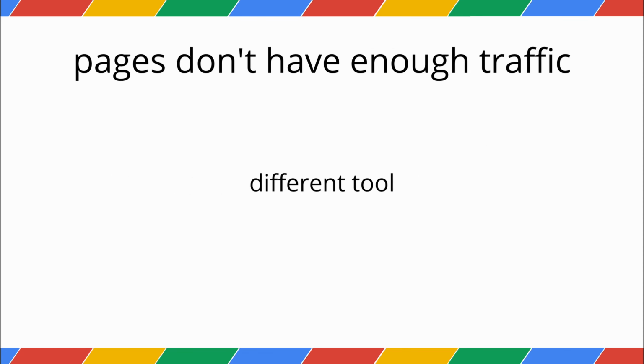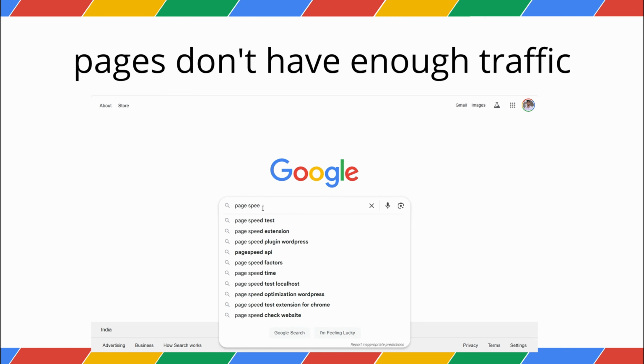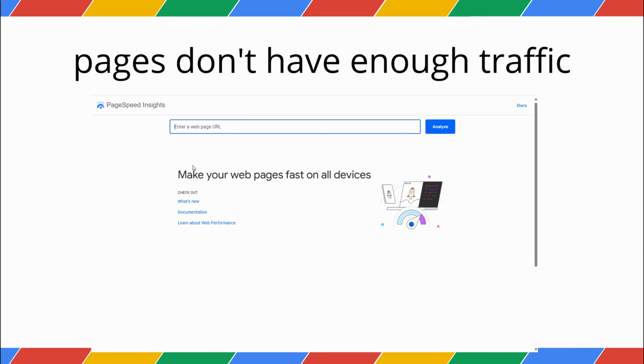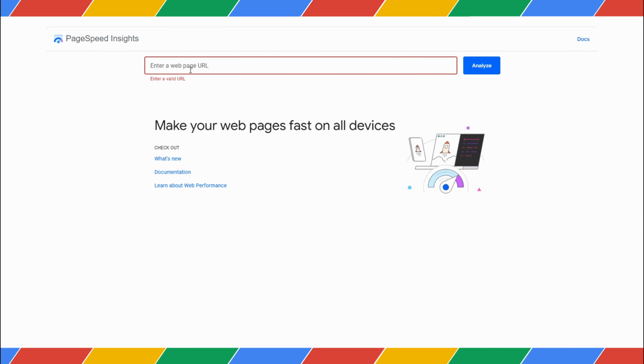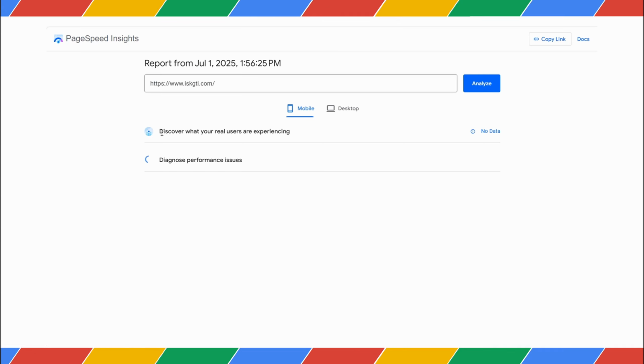So what do you do if your pages don't have enough traffic yet? You can't just magically get more visitors. The answer is to use a different tool that doesn't rely on historical field data: PageSpeed Insights. When you test a URL with PageSpeed Insights, it will first try to show you the CrUX field data, but if there isn't any, it will still run a lab test.